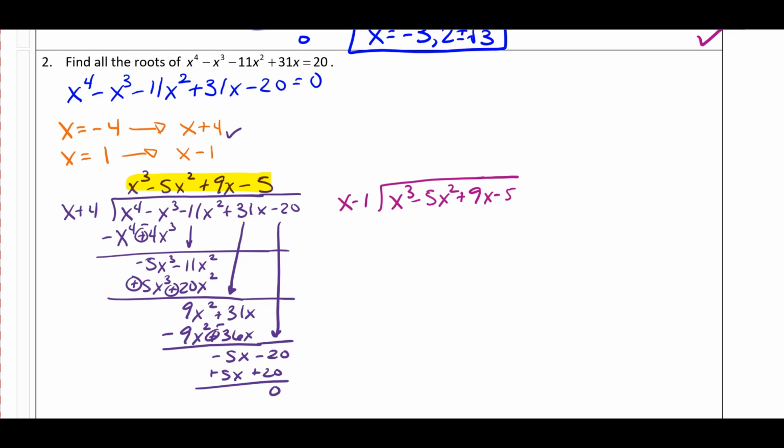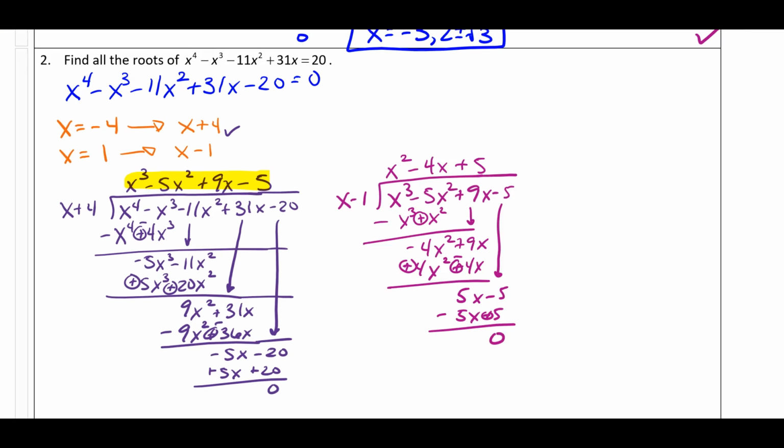If I can get to a quadratic, I can solve a quadratic. So again, go ahead and pause the video, use the long division to get this down to a quadratic. Alright, so hopefully you got x squared minus 4x plus 5. And again, we know it's a factor because we saw it on the graph, and we have a zero remainder, which is what our remainder theorem tells us. So now I finally have a quadratic.